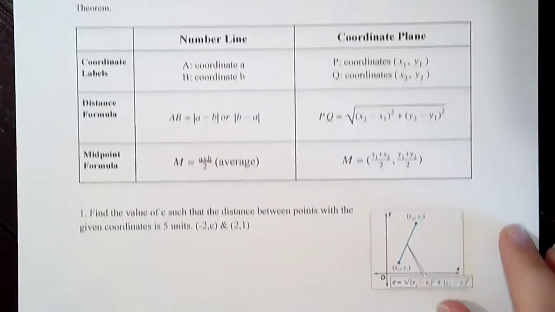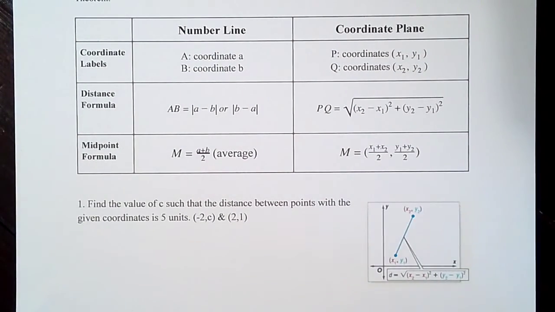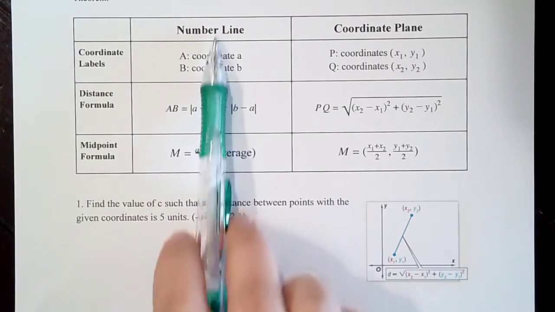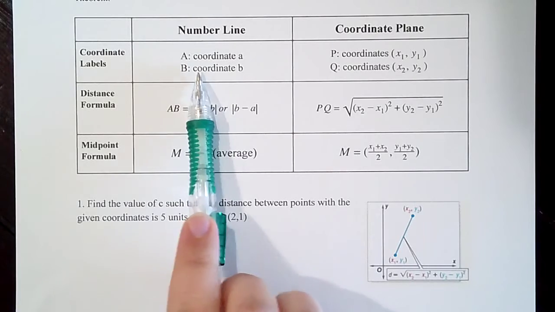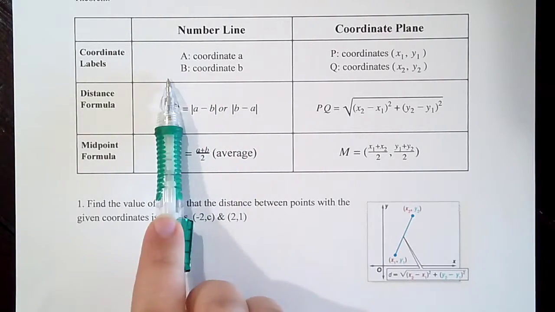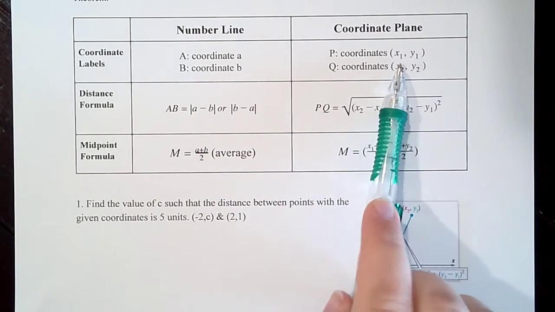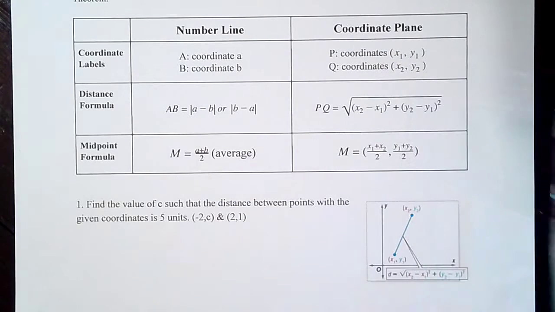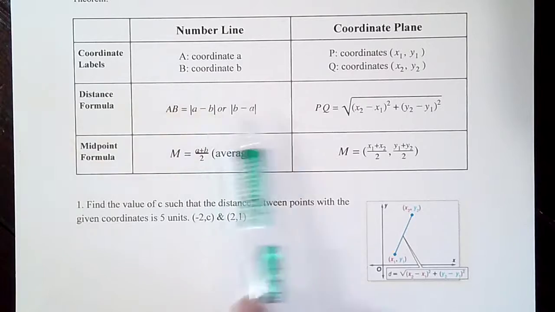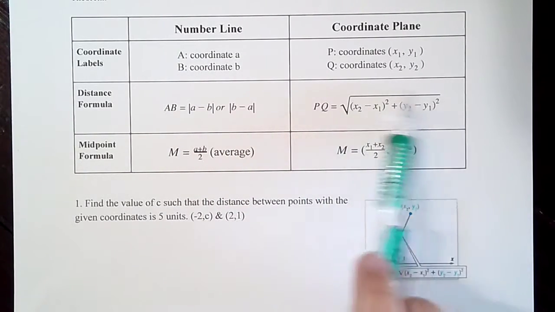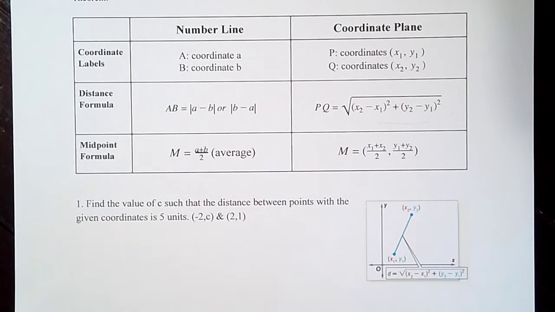I have all the formulas you're going to need at the top of the page. I'm not going to go over them other than to just point out that this side is the number line. So you're going to notice you've got a coordinate A, a coordinate B as you would on a number line, whereas in the coordinate plane, you're going to have x, y coordinates. And then same thing, distance formula, you only have an A and B point, whereas with the coordinate plane, you're going to have those x and y's again.